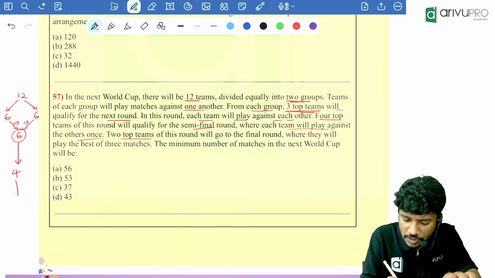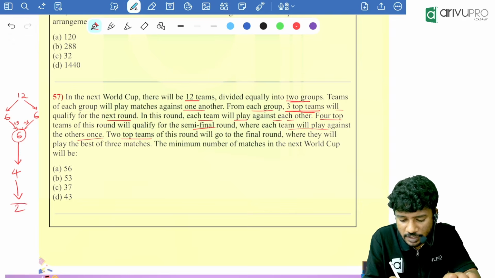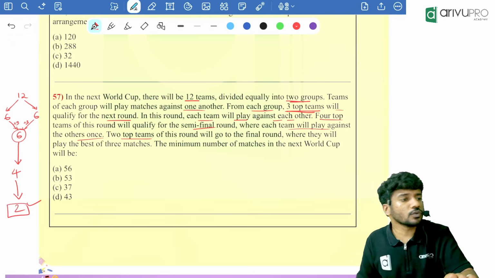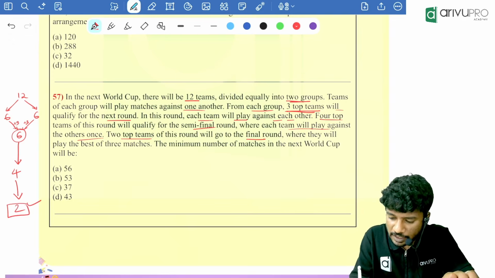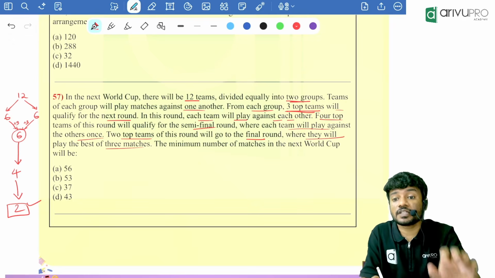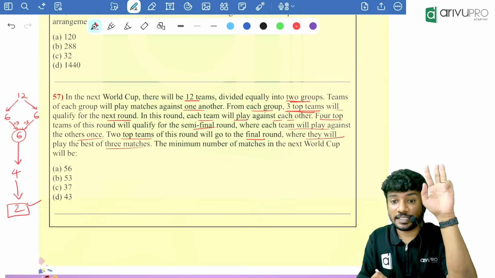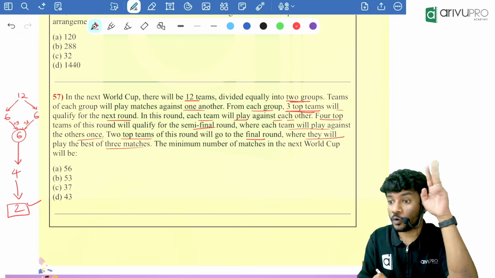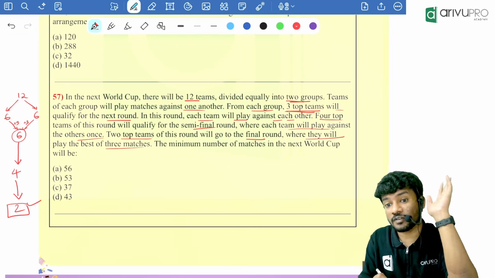Two top teams. After this, from here, finals. In the final, the two top teams go for the final round where they will play best of three matches. Best of three matches means what? They will play three matches. Whoever wins the most number of matches will win the cup.